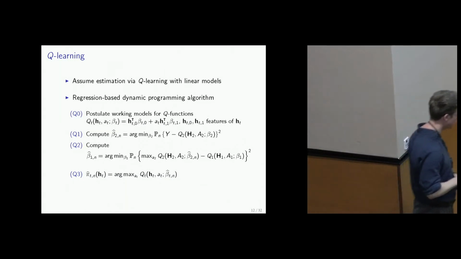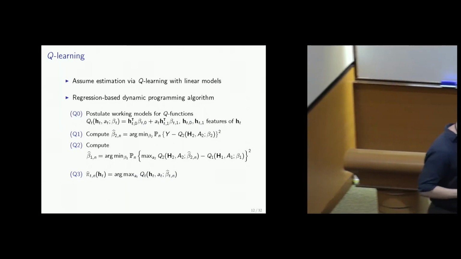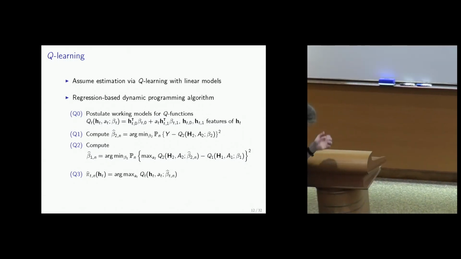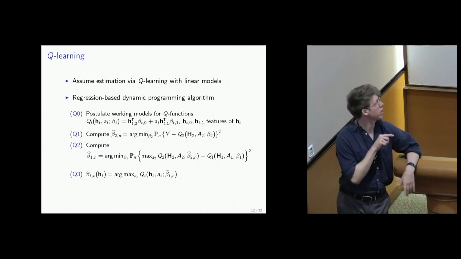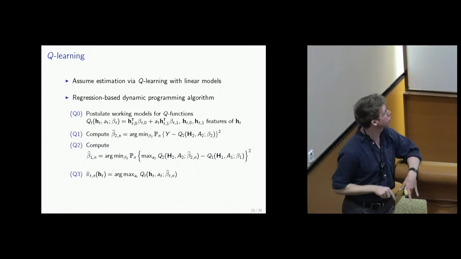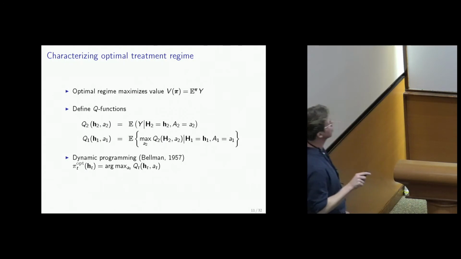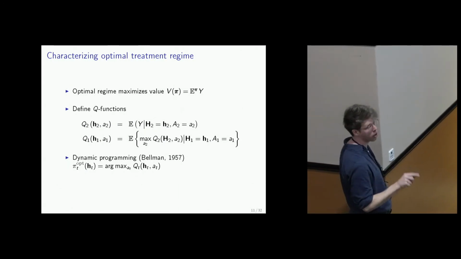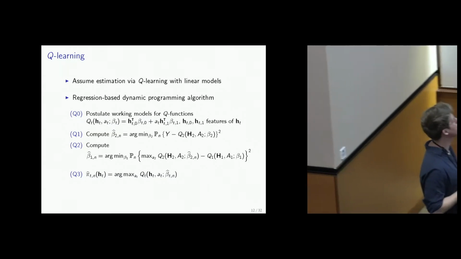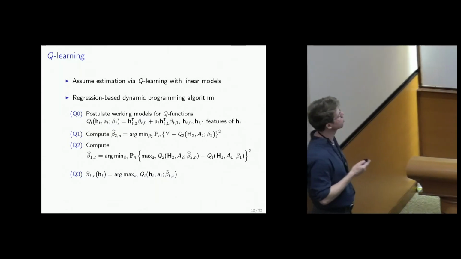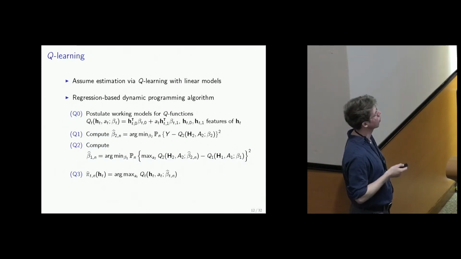So there are many ways to estimate the optimal regime. The sample size procedures presented here will be assuming that the estimation is done with Q-learning, which mimics this sequence of conditional expectations that we don't know with a sequence of regressions. So we're going to postulate a linear model for each Q function.